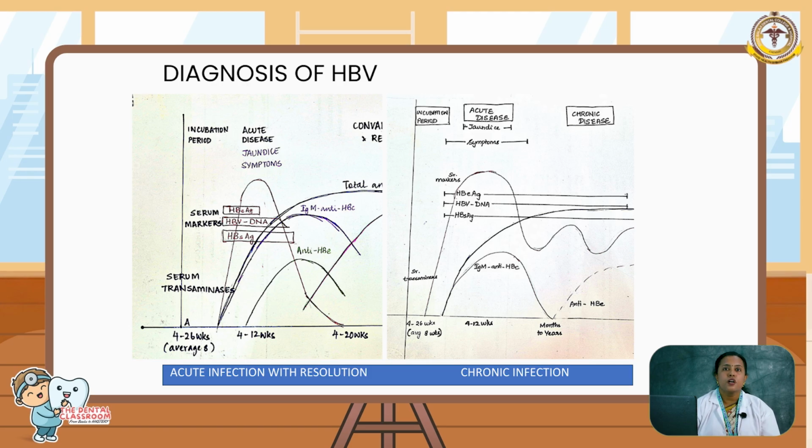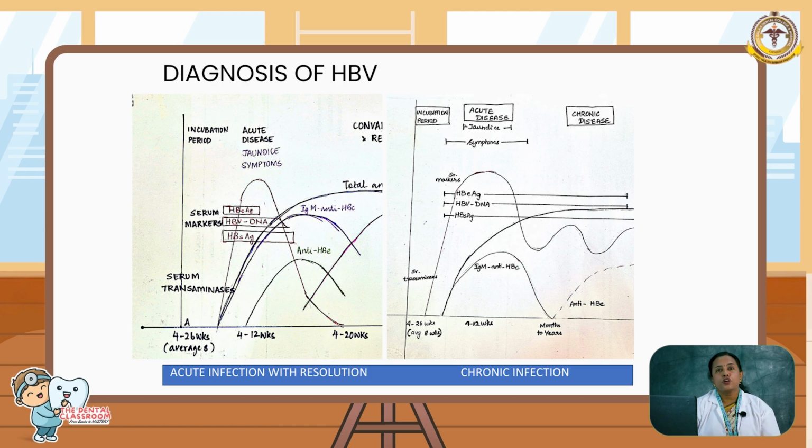This indicates viral replication. The hepatitis B core antigen will not be found in the serum, but the anti-HBC antibody will be found in the serum. The anti-HBC antibody indicates recent and remote infection. The IgM indicates recent infection. IgG antibody indicates remote infection.